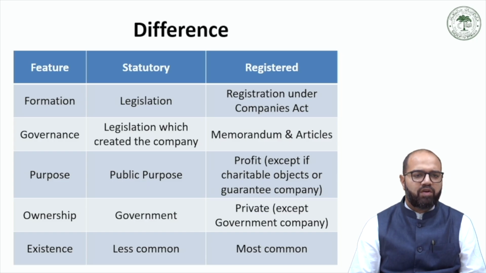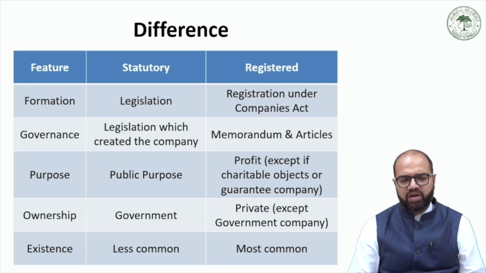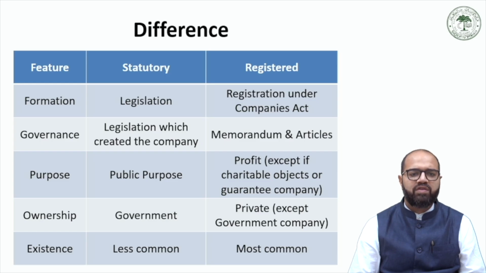Then on the aspect of governance, the statutory company, the legislation which creates it is also the law according to which a statutory company has to be governed. Whereas for a registered company, there are two very important documents known as the Memorandum of Association and Articles of Association, which in short are referred to as the company constitution.